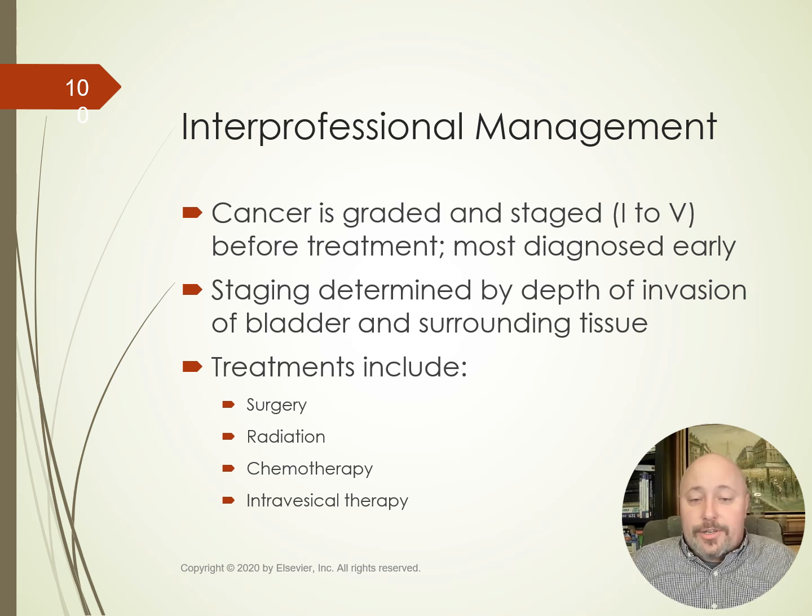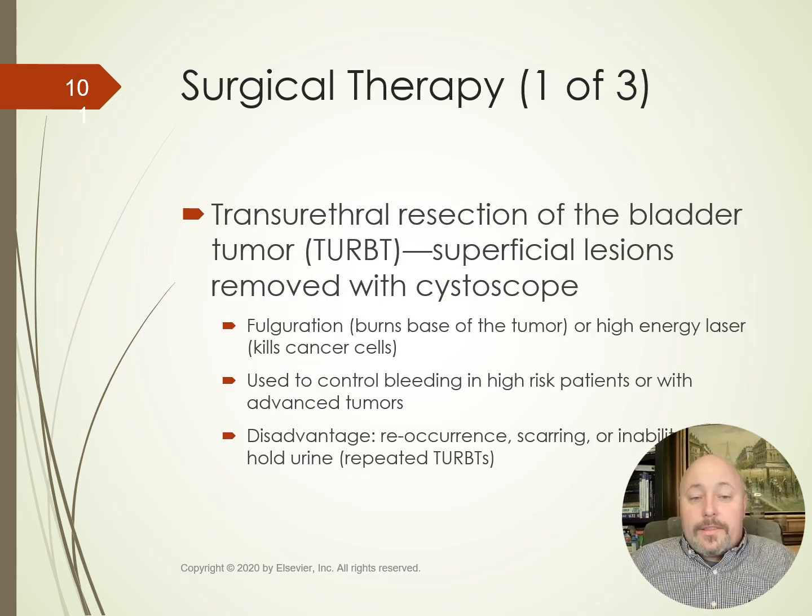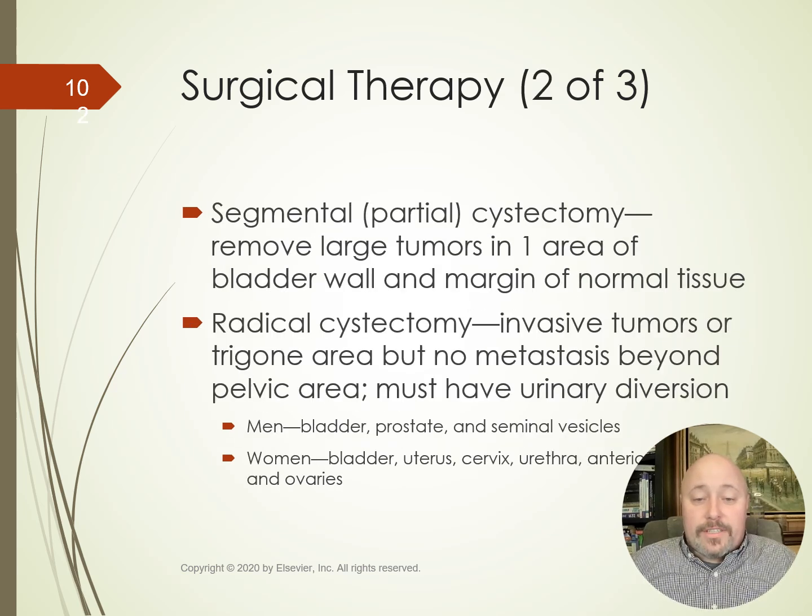The staging is determined by the depth of the invasion of the bladder and the surrounding tissue, with treatments including surgery, radiation, or chemotherapy. The patient may also receive a transurethral resection of the bladder tumor, where superficial lesions are removed with a cystoscope. They may also receive a segmental or partial cystectomy, where they remove the large tumors in one area of the bladder wall and a margin of normal tissue.